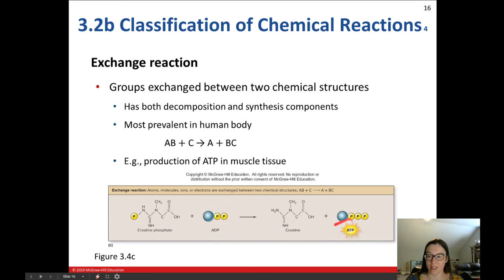Because remember, ATP is that high energy molecule, the energy currency of the cell. So we're going to have an enzyme here that's going to help, and it's going to take this phosphate group off the creatine phosphate and move it to the ADP, and now we have a creatine and an ATP. So we've moved that phosphate group over, and that's going to be an exchange reaction. We'll come back and revisit this particular reaction again in chapter 10. We have lots of different types of these. This is probably the most common, where we're just moving things around.